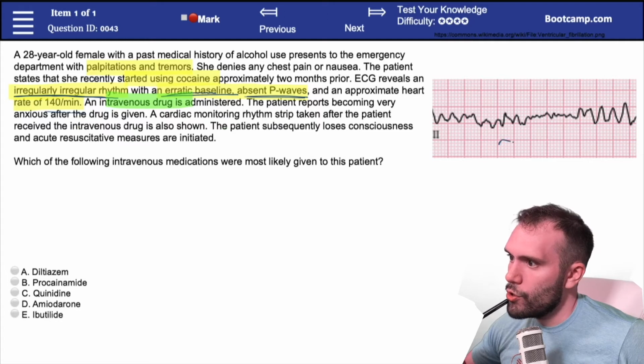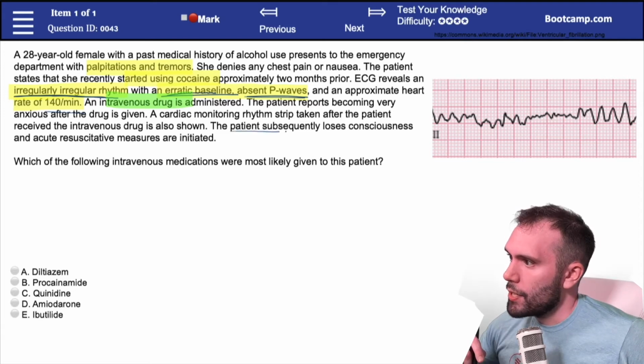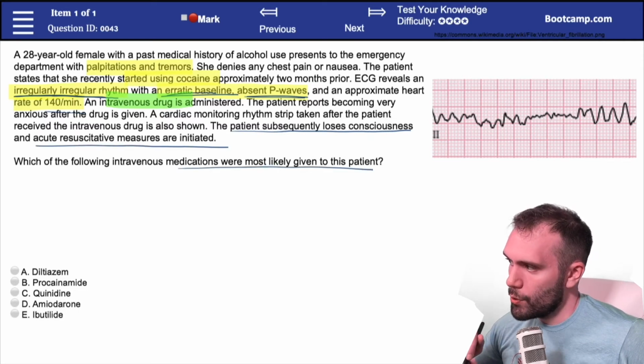So first of all, this is a wide complex, okay? It's very random, completely random, completely irregular. This is going to be ventricular fibrillation. There's no organization to this whatsoever. As this happens, it looks like the patient loses consciousness. Acute resuscitative measures are initiated. Okay, which of the following IV medications was most likely given to this patient?